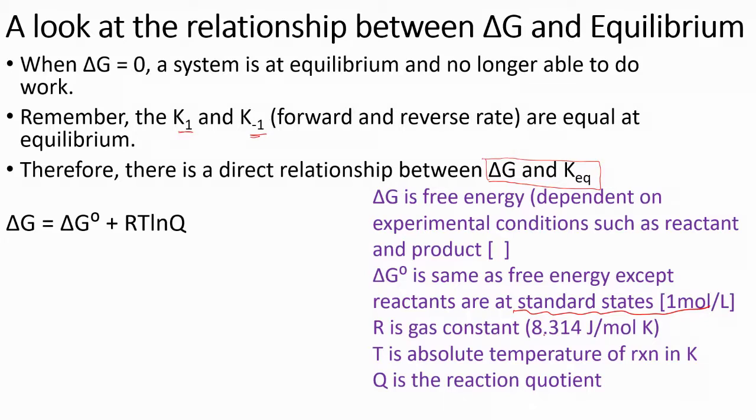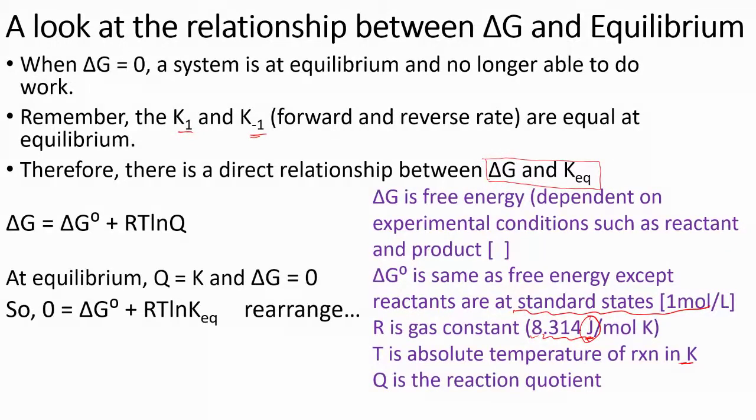R is our gas constant, 8.31 joules per mole Kelvin. Be careful because we know delta G is in kilojoules and our R is in joules, so we're going to have to do some conversions. T is the absolute temperature of the reaction, and that's going to be measured in Kelvin. And Q is our reaction quotient, which we have already learned about in our equilibrium mini unit.